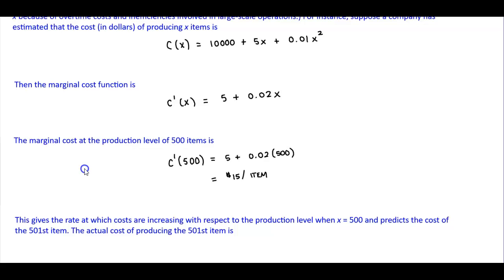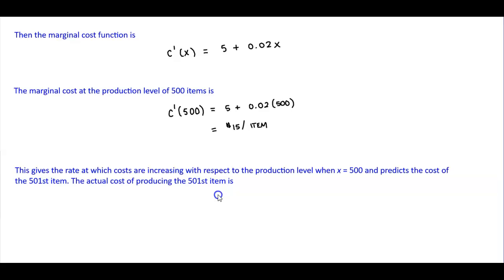Okay, so this gives us the rate at which the costs are increasing with respect to the production level when x is equal to 500, and predicts the cost of the 501st item. The 501st item is the following. We want to find C of 501, and we want to subtract C of 500. So that equals the following.